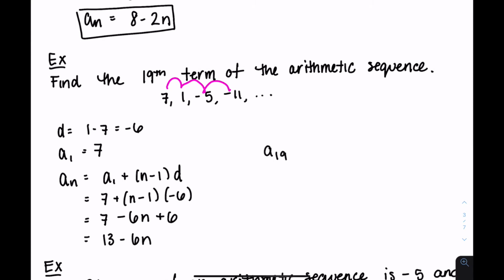So if you want the 19th term, you're going to just plug in 19, and you'll see this is equal to negative 101. So don't sit there and find, now that you've got the first 4, the 5th, the 6th, the 7th, the 8th, don't do that. Just find that general term instead.